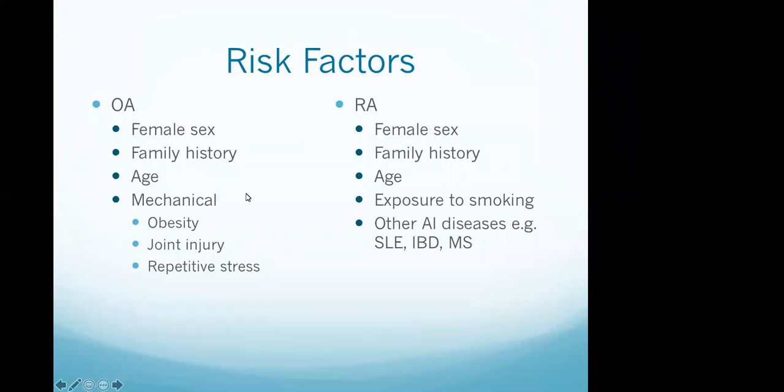So the risk factors, similar initially, so both are more common in females with family history and older age. But then if you think back to what we've just said, osteo is going to be much more a mechanical problem. So you're going to have problems like obesity putting extra pressure on them, joint injury, which means that you've already kind of damaged the linings, for example, the cartilage, the meniscus, whatever, and repetitive stress.